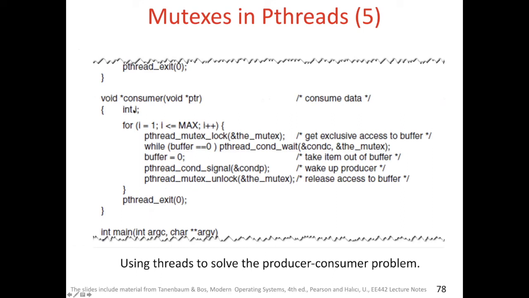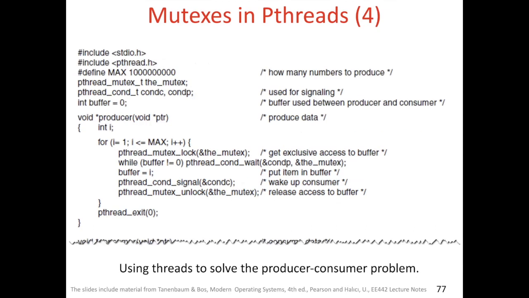In the consumer part, again the parameter is a void pointer ptr and the return type is a void pointer. We have a local integer i. For i from 1 up to max, each time i is incremented, this is repeated the maximum number of times. pthread_mutex_lock is called on the mutex to get exclusive access to the buffer. While buffer is 0, pthread_cond_wait on condition conc and the mutex is called. Buffer is set to 0 if it is able to continue, taking the item out of the buffer. pthread_cond_signal on condition conp wakes up the producer, then pthread_mutex_unlock unlocks the mutex, releasing access to the buffer.